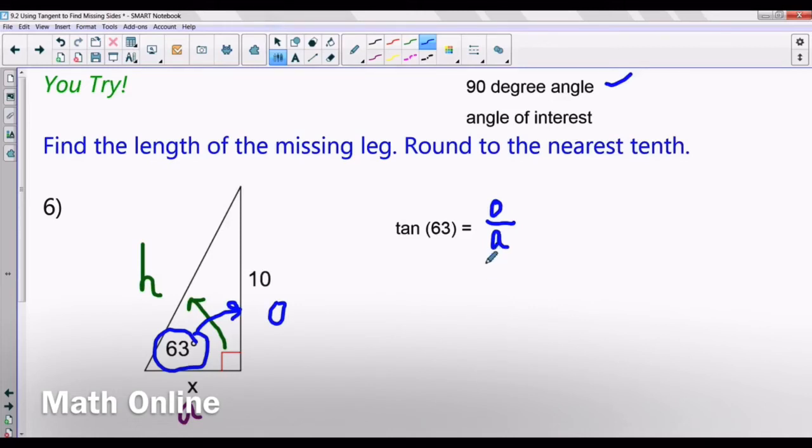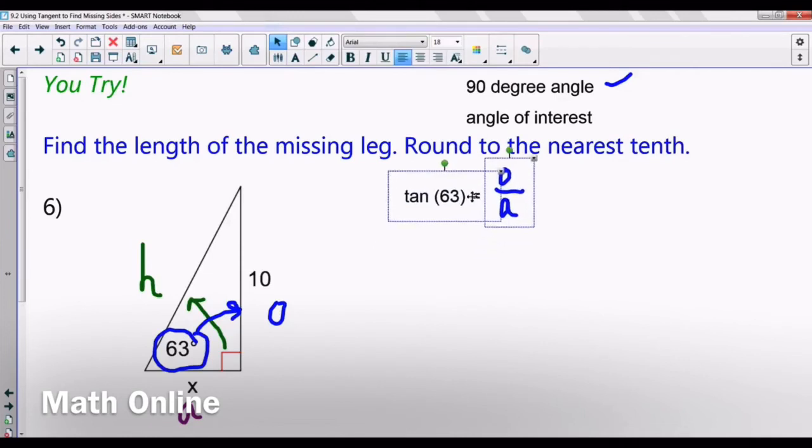Okay? It's just tangent today. All right, so here we go. Tangent of 63 is equal to opposite over adjacent. So now let's substitute these values, and actually let me move this up so we have enough space. Okay, so therefore let's substitute the values again.